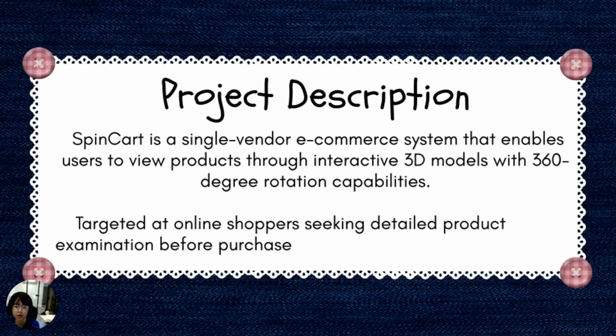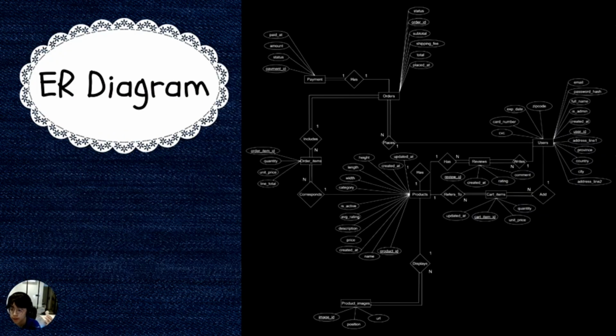Our database supports all core features, including user accounts, product management, shopping cart, and the order process. We focus on creating a schema that is both fully functional and highly efficient. The next one is our ER diagram.